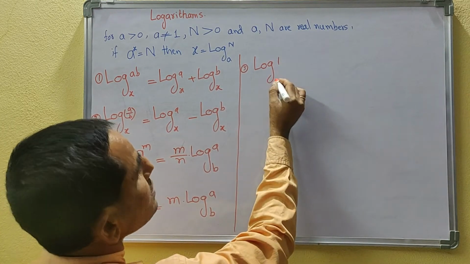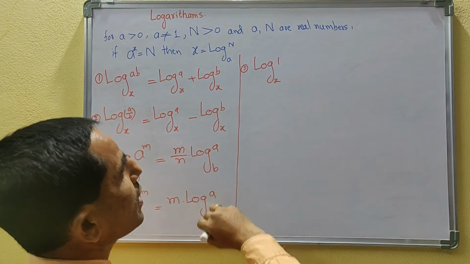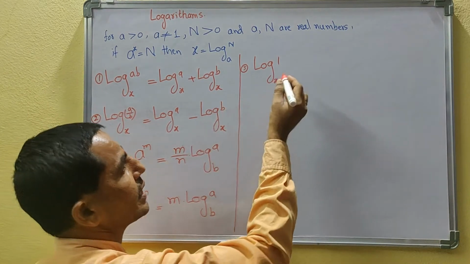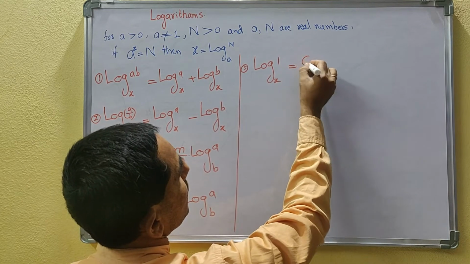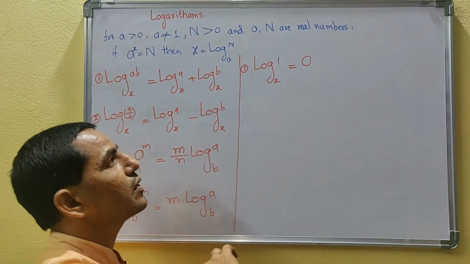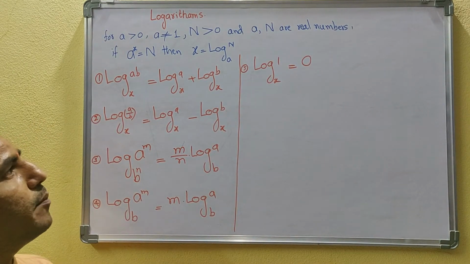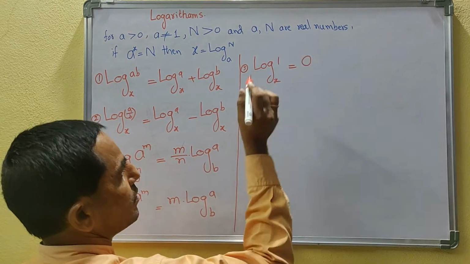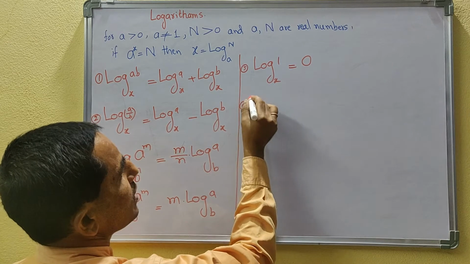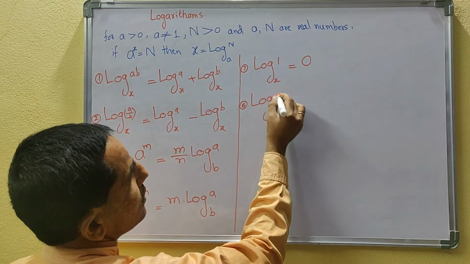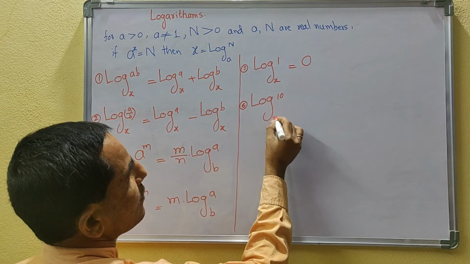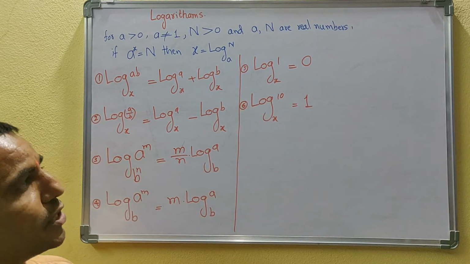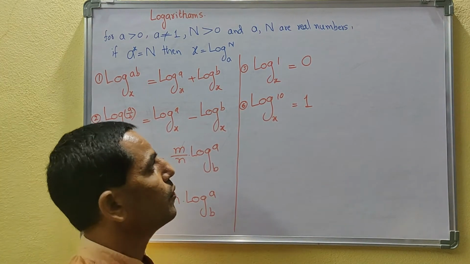Next formula, fifth one: log 1 to the base any value; I am taking x here. Its value is 0. Log 1 is equal to 0. Simple, very important. Log 1 is equal to 0. Here the base you can write as any value. Next one, sixth: log 10, base any value, its value is 1. Log 1 is equal to 0, but log 10 is equal to 1.